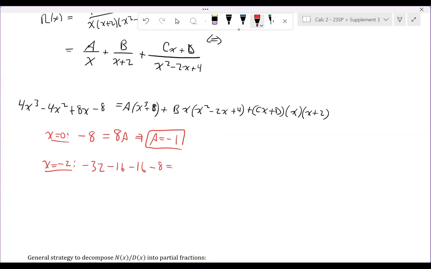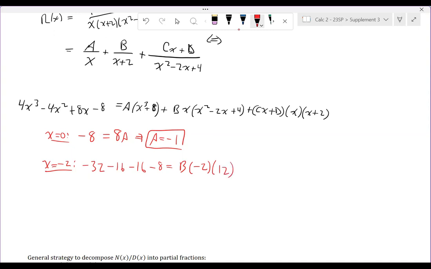First term goes away. The last term goes away. -2 plus 2 is 0. So I get b times -2 times, and what do I get when I plug -2 in here? I get 4 plus 4. And then -2 times -2 is plus 4. So I get 12.